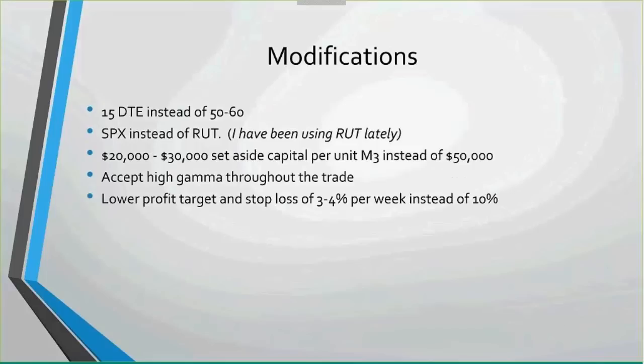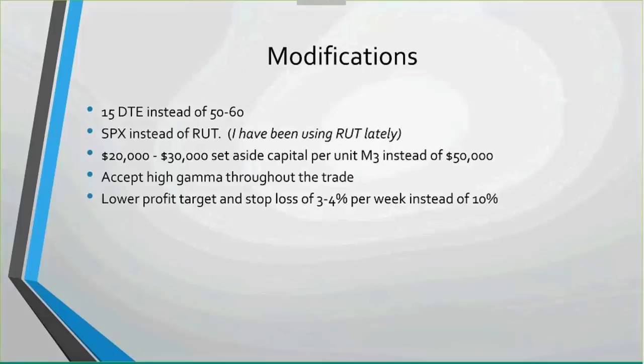Some of the modifications I made to this strategy: instead of 50 to 60 days from expiration, I do it at about 15 days. The reason is, once I purchased the course and started trading it, I found out that most of the money is made during the last 2 or 3 weeks. It was very slow moving, probably because of the market conditions or my inexperience. But regardless, I found out that the money is made during the last few weeks. So I decided, why not just start the trade late and take it from there.